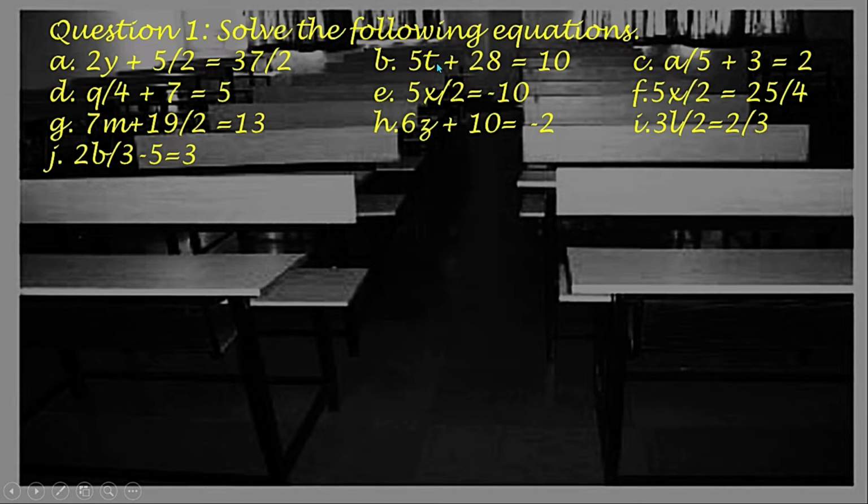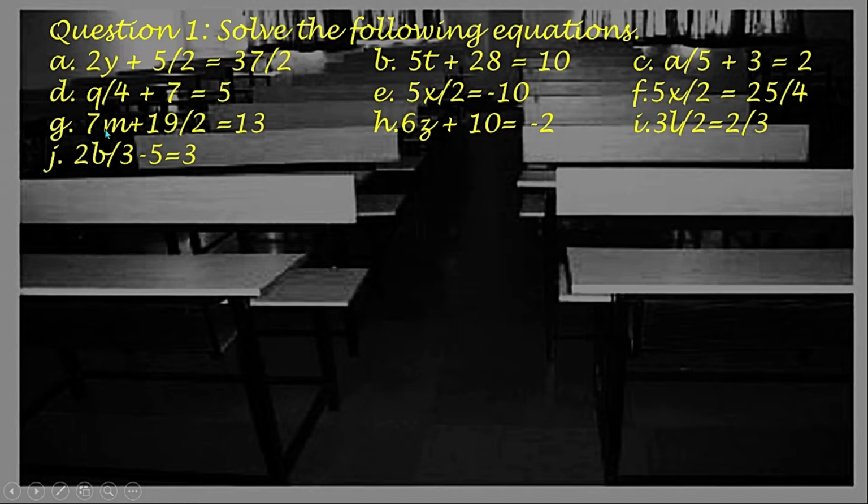Second, 5t plus 28 is equal to 10. Third, a upon 5 plus 3 equals 2. Fourth, q upon 4 plus 7 is equal to 5. Fifth, 5x upon 2 is equal to minus 10. Sixth, 5x upon 2 is equal to 25 upon 4.